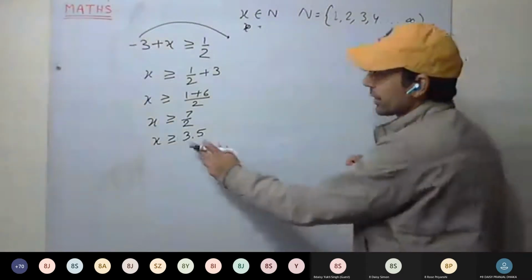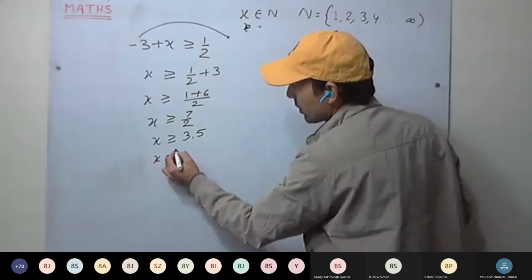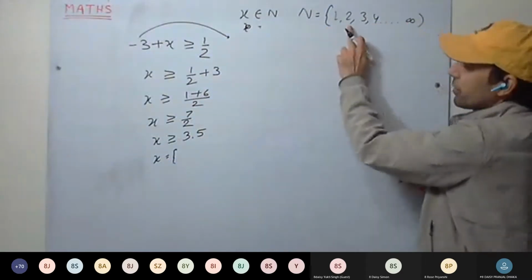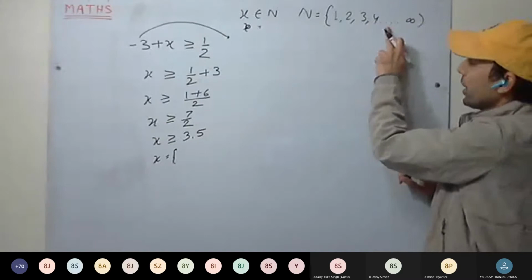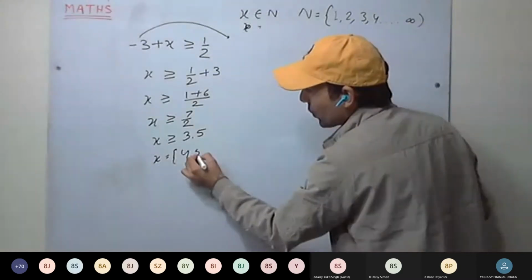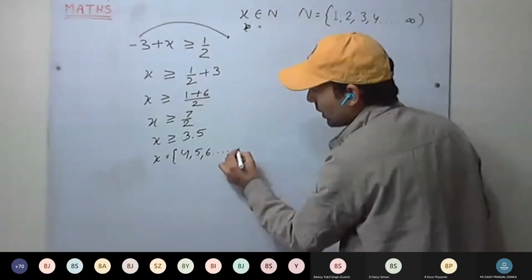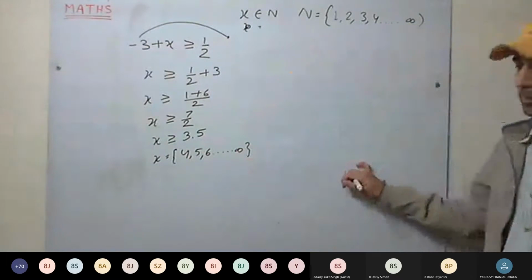So what all values can x take? x is greater than or equal to 3.5. It can take 4, 5, 6, up to infinity.